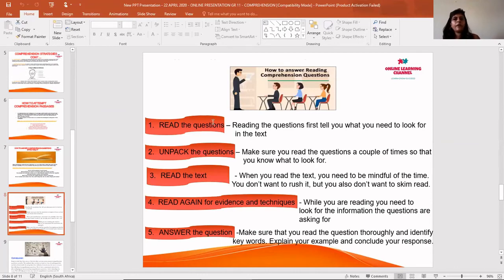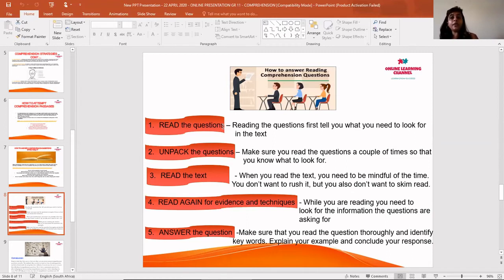Right, I'm going to continue with how to answer reading comprehension questions. I have 5 steps for you. Number 1 is where you read the question. Reading the question first tells you what you need to look for in the text. Number 2, you're going to unpack the question. Make sure that you read the question a couple of times so that you know what to look for.